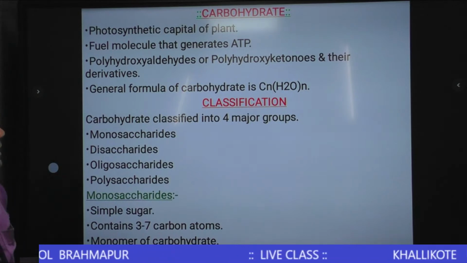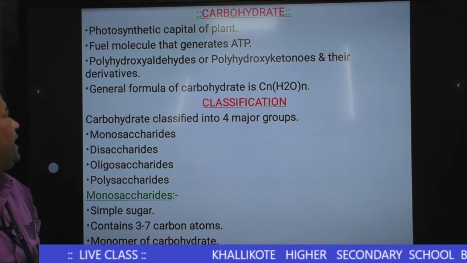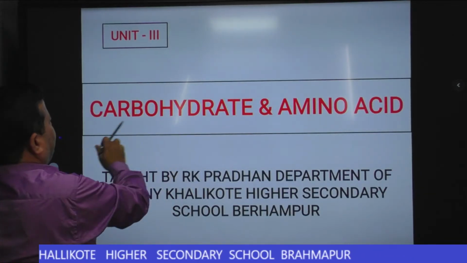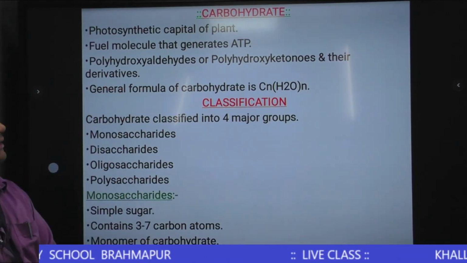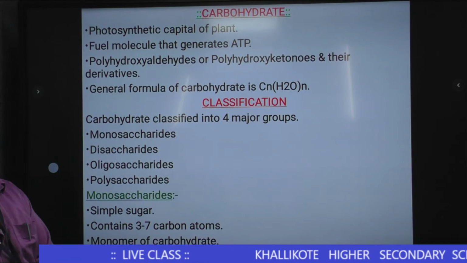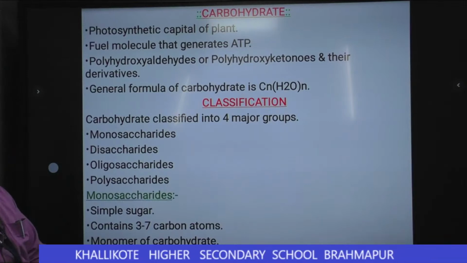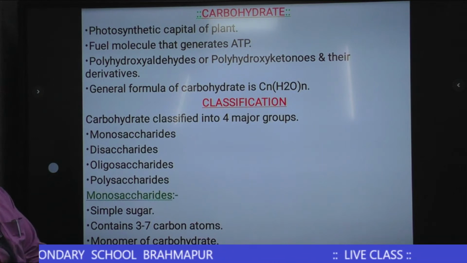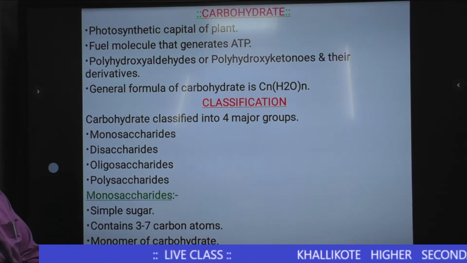Similarly, we can say carbohydrate is an organic macromolecule, that is a polyhydroxyaldehyde or polyhydroxyketone and their derivatives. It means it is a macromolecule which contains many alcoholic groups as well as aldehyde groups and ketone groups and their derivatives. So carbohydrates are the photosynthetic capital of the plant and also fuel molecules that generate ATP during complete oxidation.